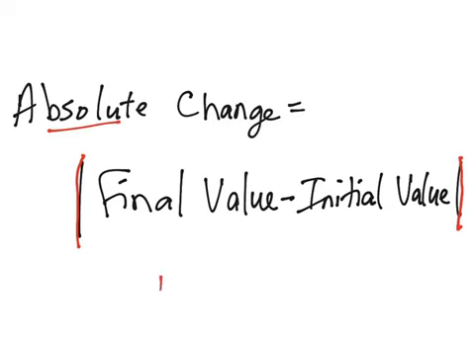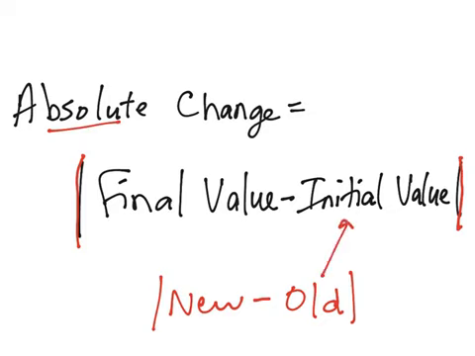Sometimes I like to say new minus old because that's easier to stick in my head than final value minus initial value, but it's the same thing. Old meaning initial, new meaning the most recent or the final. So the absolute change is the absolute value of the final value minus the initial value.